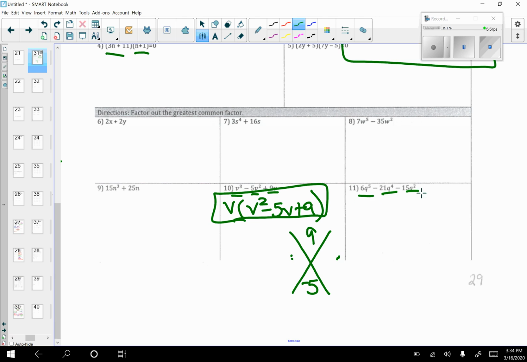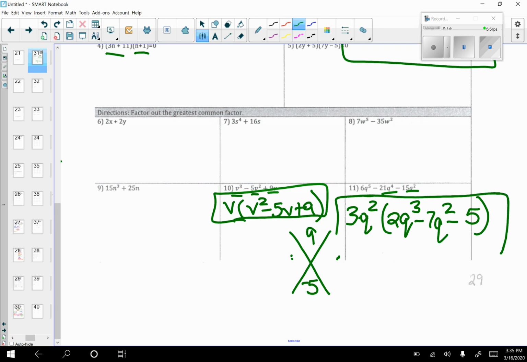Here might look a little bit different. Here I can take out a 6q squared, or not a 6, I'm sorry, 15 isn't divisible by 6. A 3q squared, because the greatest common factor is 3. They all divide by 3, and they all have q's in them. So when I do that, then I have 2q to the third minus 7q squared minus 5. And the AC method does not work for something like this, so that's also done.